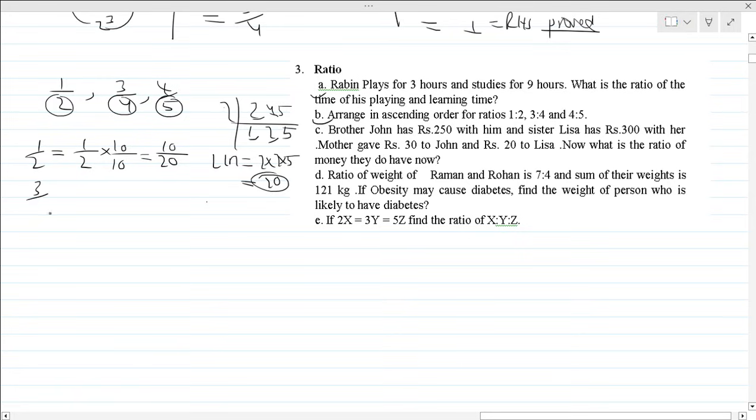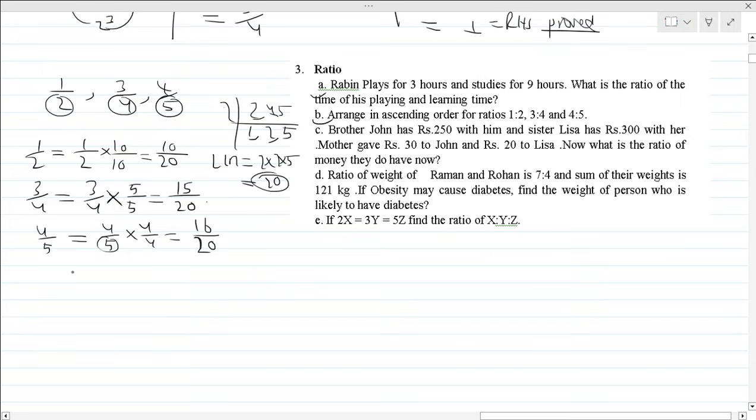Now let's go for the second fraction and do the same. In 3/4, to turn its denominator 4 into 20, we have to multiply by 5. So 3 fives are 15, 4 fives are 20. And the last fraction is 4/5. For its denominator 5 to turn into 20, we have to multiply by 4. So 16 divided by 20. Similarly we see here 10 by 20, 15 by 20, and 16 by 20, and these are in ascending order already.